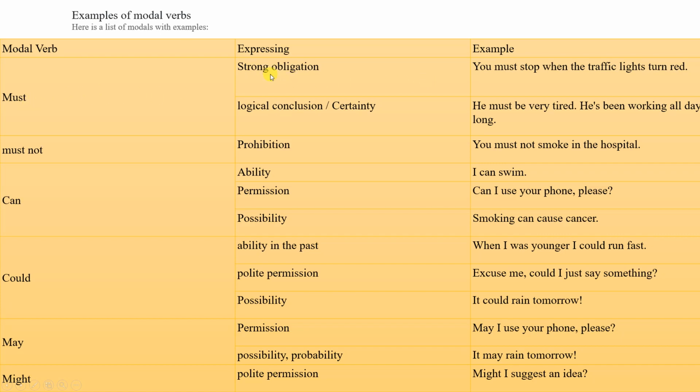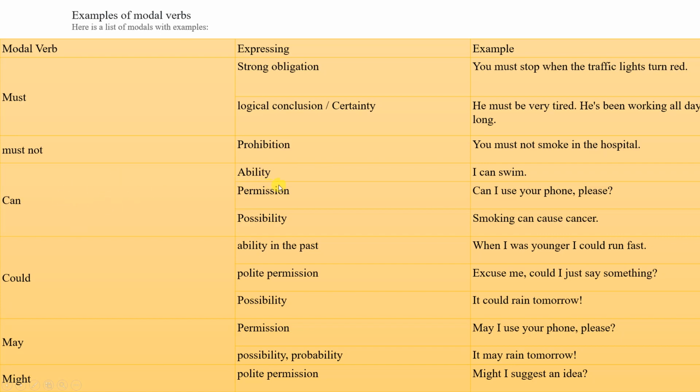So must is used for strong obligation or compulsion. You must stop when the traffic lights turn red. So it is compulsion. Logical conclusion or certainty. He must be very tired. He has been working all day long. Okay, so certainty. Must not, prohibition. You must not smoke in hospital.